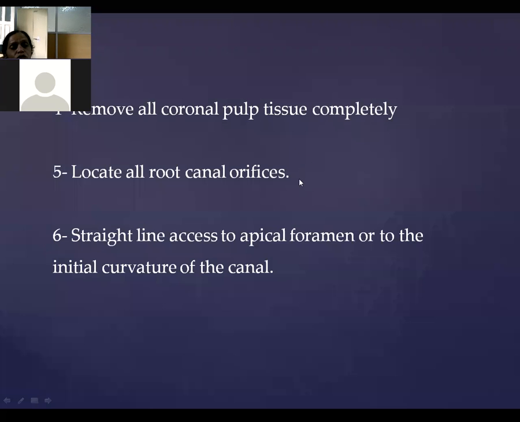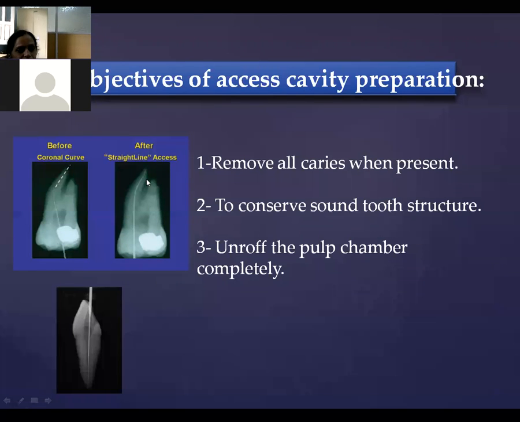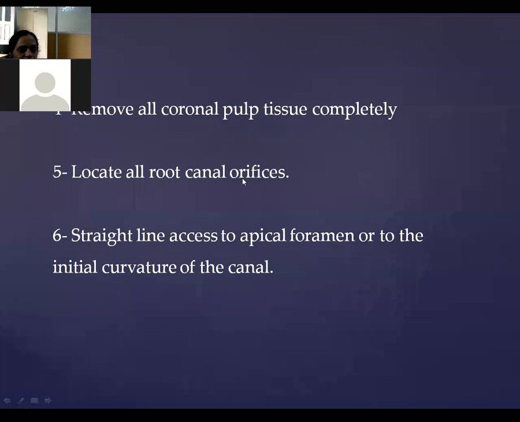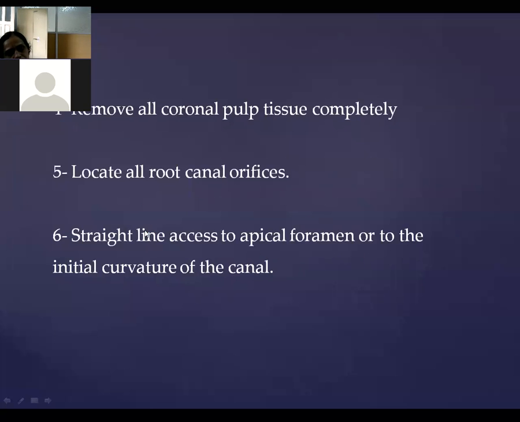What are the objectives? One is to get proper straight line access to the apical foramina. We want straight line access to this apical foramina. And next, it will be easy to locate the canal orifices. So here you are going to locate 3 canal orifices at the floor of the pulp chamber. Am I clear? Next, straight line access to the apical foramina up to the initial curvature of the canal. Just now I told you, you want straight line access to the apical foramina. Your instrument should not get stuck in the pulp chamber and in the coronal 1/3. Okay.